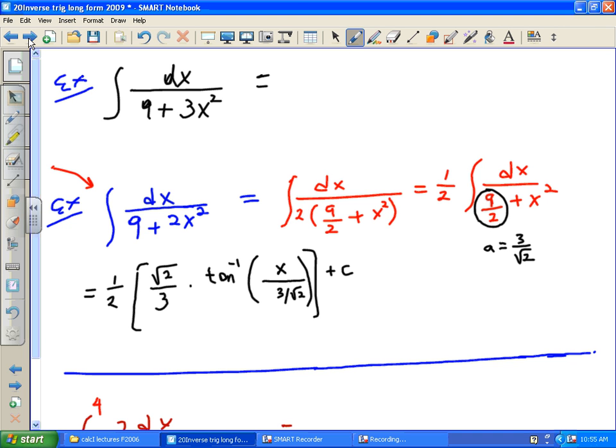This is the same as, combine all the numbers up front, root 2 over 6 times tan inverse of root 2x over 3 plus c. And the other way to do this involves u sub, but I think I'm just going to show you one way to do it for now. Later, maybe I'll introduce one more way.